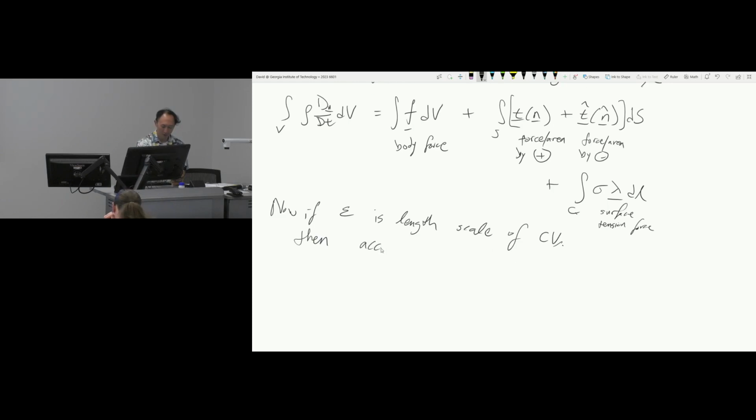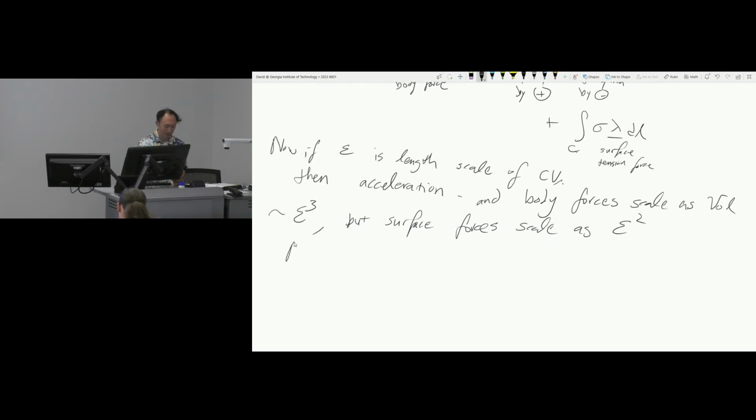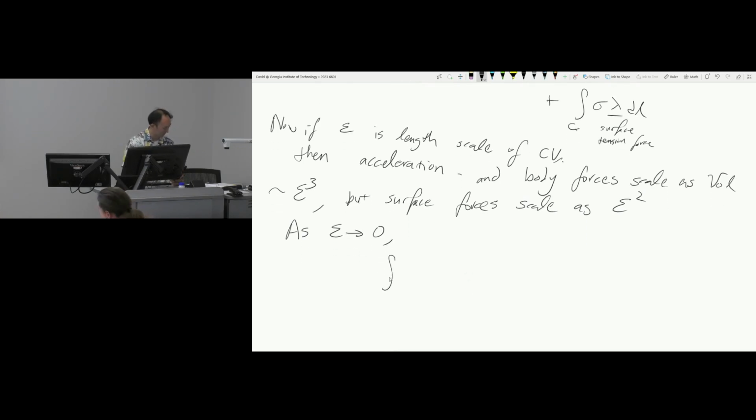Then acceleration forces. Acceleration forces go as volume. So those acceleration body forces scale as epsilon cubed. But surface forces, so the surface integral, the last two integrals, they go as epsilon squared. And so as epsilon goes to 0, this force balance just has two terms in it.